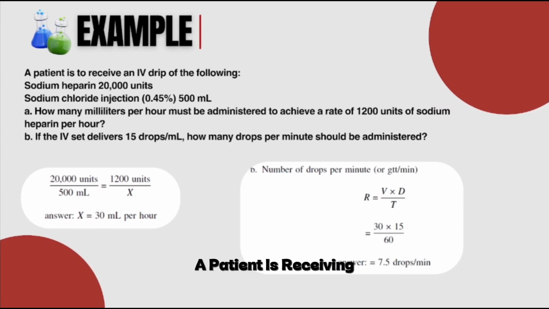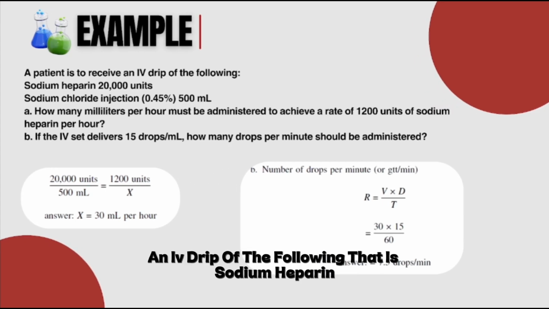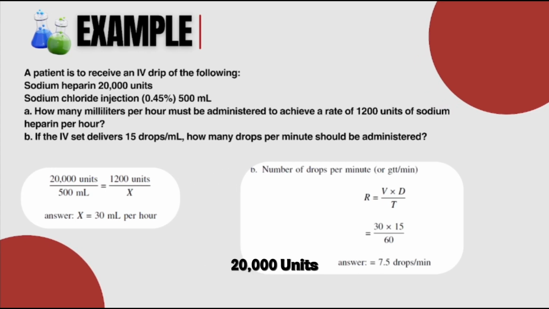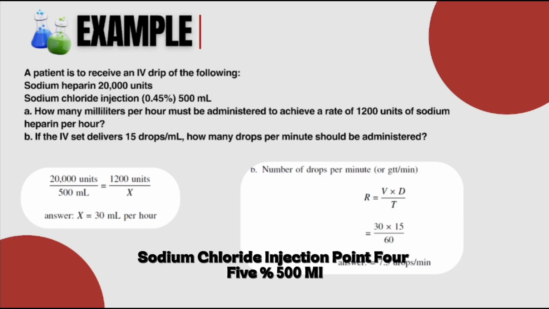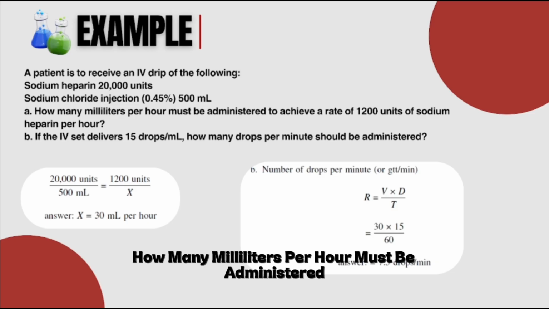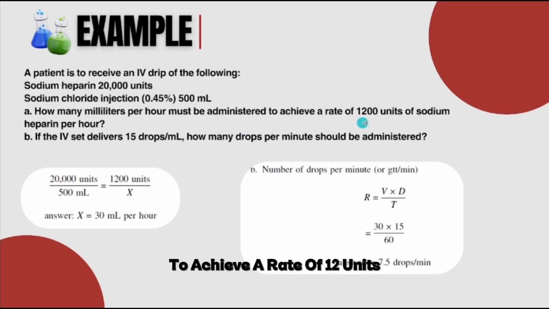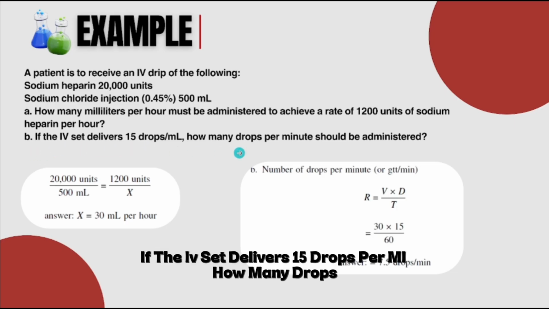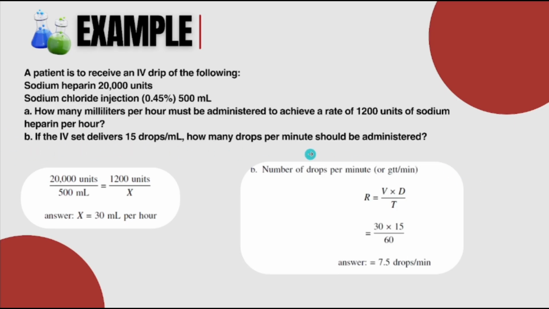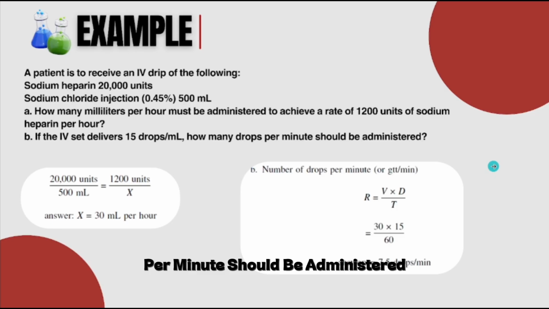A patient is receiving an IV drip of the following: sodium heparin 20,000 units, sodium chloride injection 0.45%, 500 ml. How many milliliters per hour must be administered to achieve a rate of 1200 units of sodium heparin per hour? If the IV set delivers 15 drops per ml, how many drops per minute should be administered?